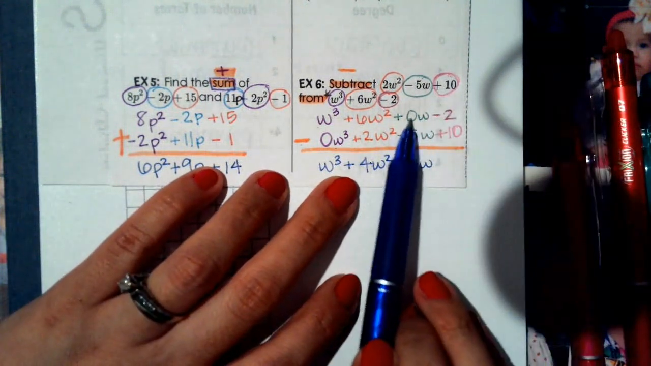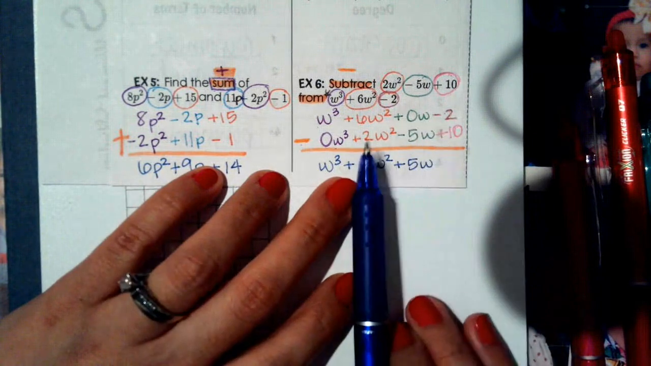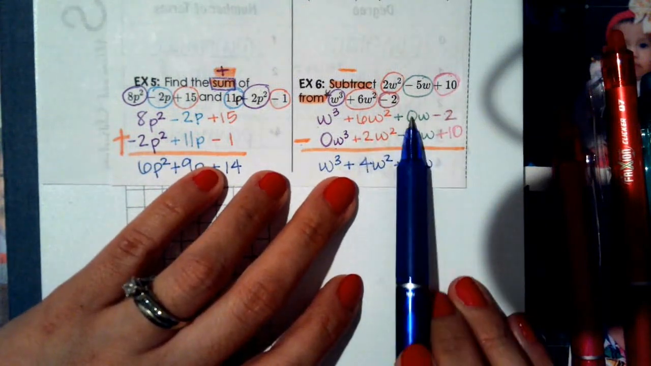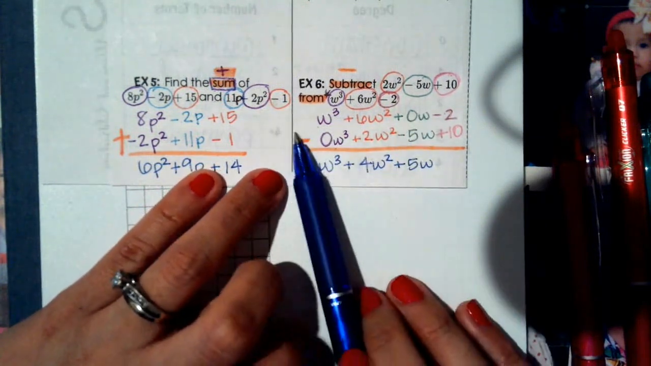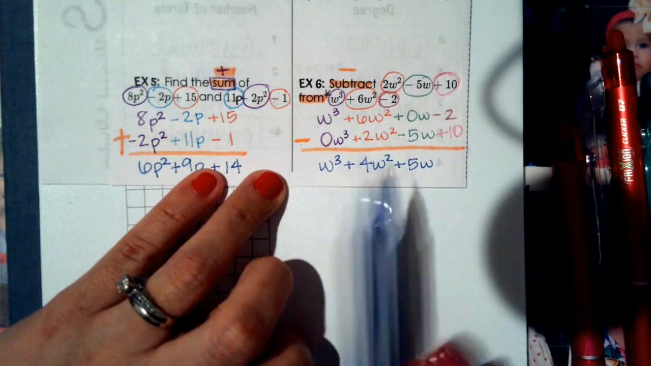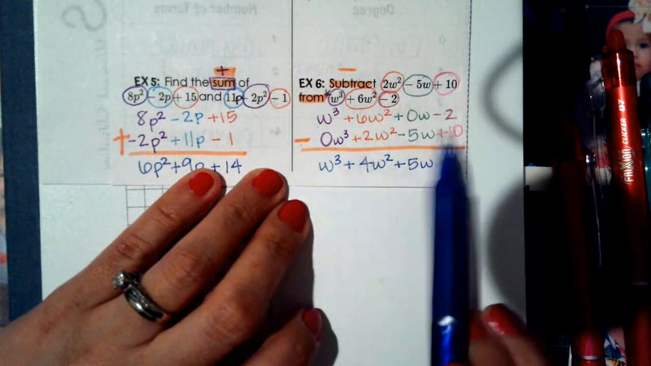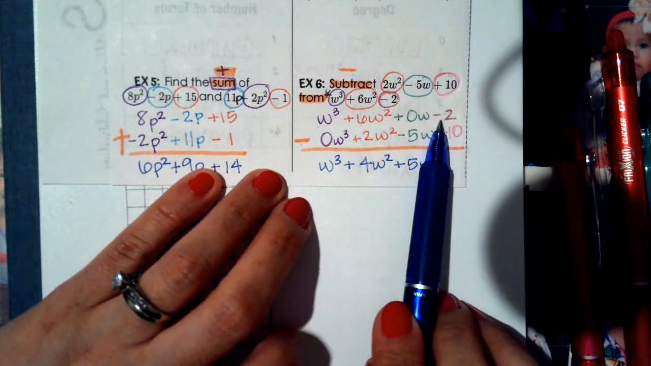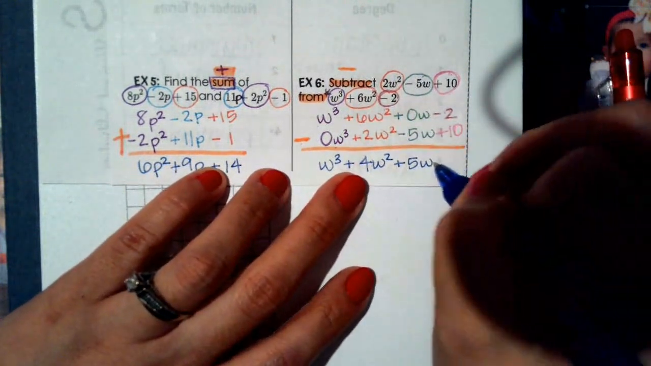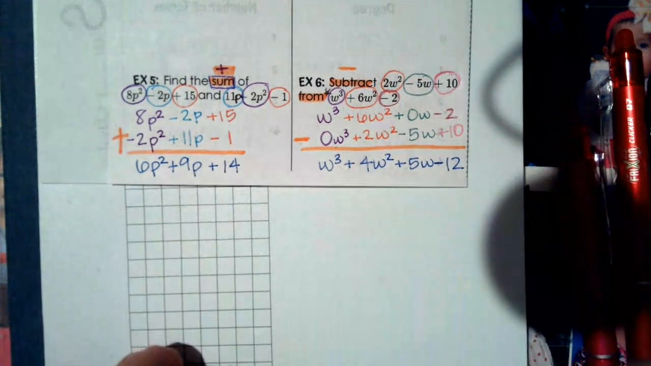This is why that placeholder on top was important. Because we don't just bring it down, it actually does change the sign in this case because a minus a negative becomes a positive. Lastly, negative 2 minus 10. Negative 2 minus 10 is negative 12. And there's your answer.